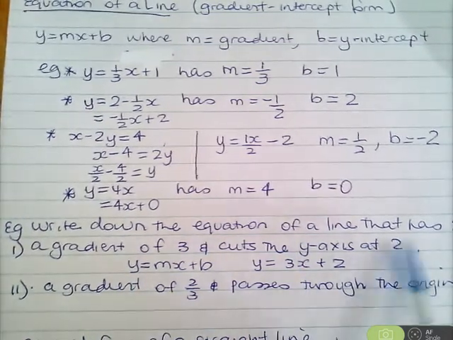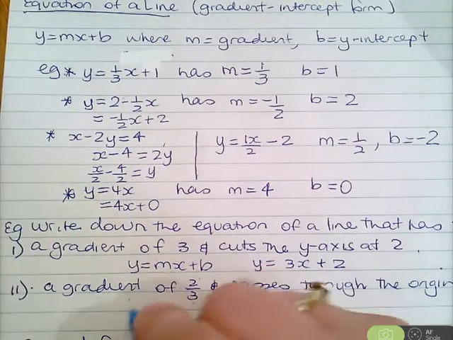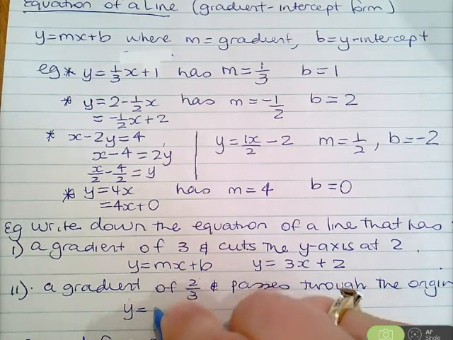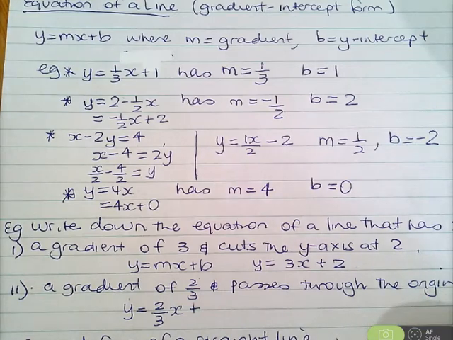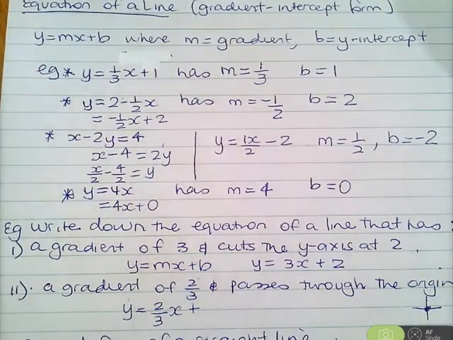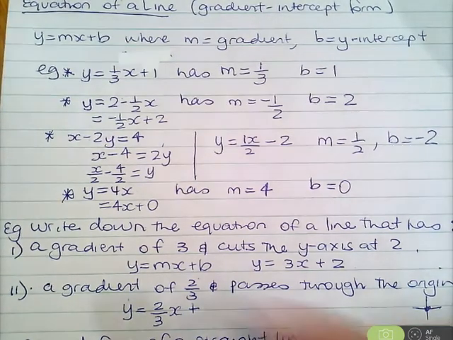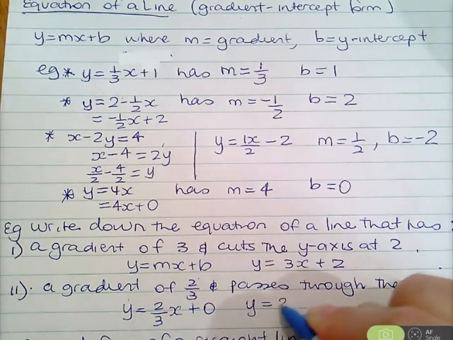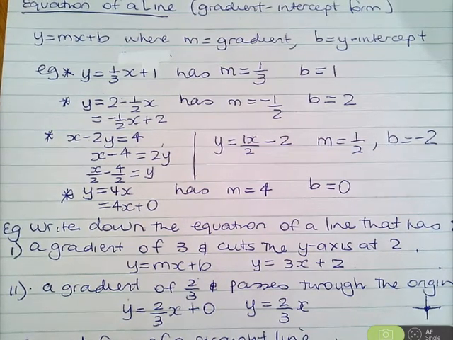Next one, write down the equation of a line that has a gradient of 2/3 and passes through the origin. If the gradient's 2/3, remember it's y equals mx plus b format, so it'll be 2/3 x plus. Now the origin is the point 0, 0. The origin is here. It's the point 0, 0, x is 0, y is 0, so therefore the y-intercept would be 0, so we get y equals 2/3 x. So that would be the equation of a line that has gradient 2/3 and passes through the origin.